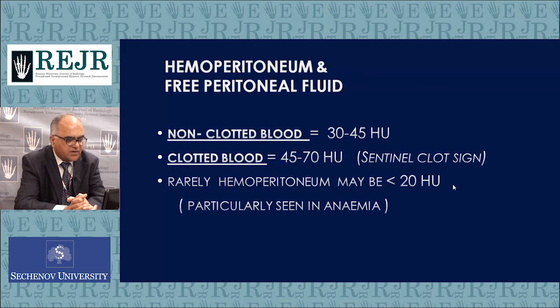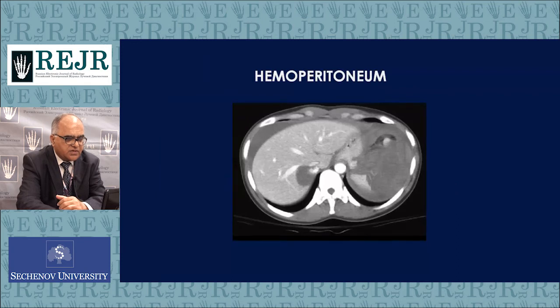Please remember, in rare cases, if the patient is anemic, the hemoperitoneum can be less than 20 Hounsfield units. Coming to a recent examination, we can see there is a large heterogeneous fluid in the peritoneum, but some high density material is seen near the splenic region, which indicates there is active blood.